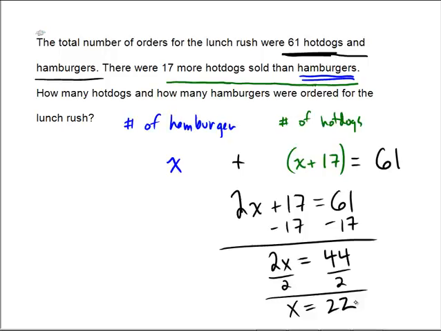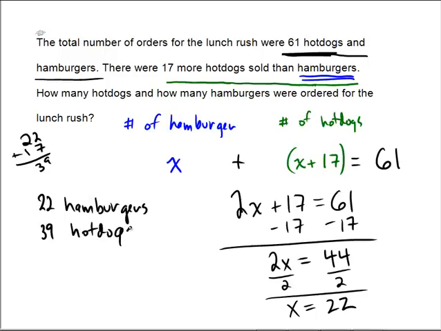So that doesn't quite finish the problem, right? Remember, we now have 22 hamburgers, which is part of the information, and then 17 more hot dogs than hamburgers, so 22 plus 17 would be 39, right? 22 plus 17 is 39, so we're getting 39 hot dogs. So the final answer for this lunch rush was 22 hamburgers and 39 hot dogs.